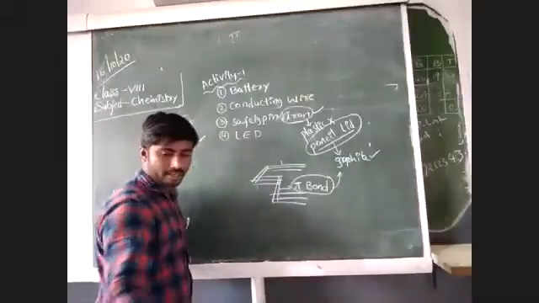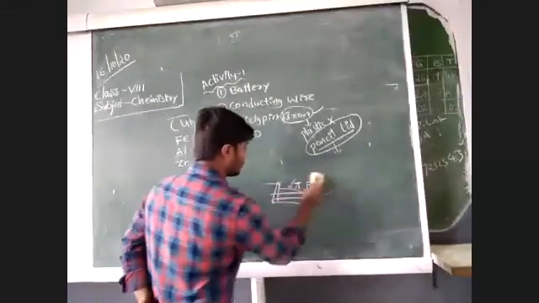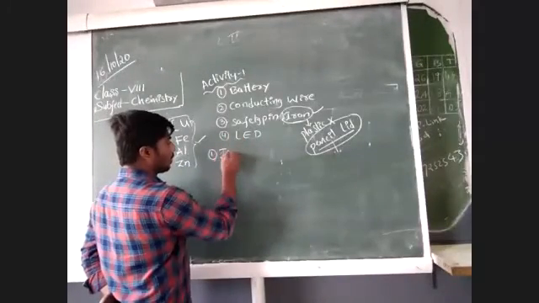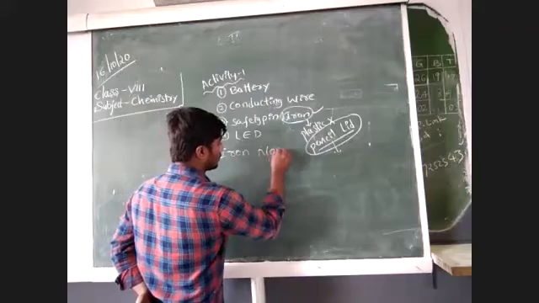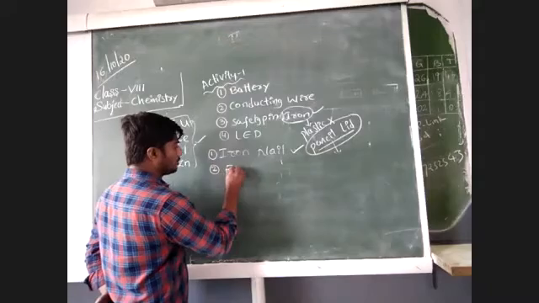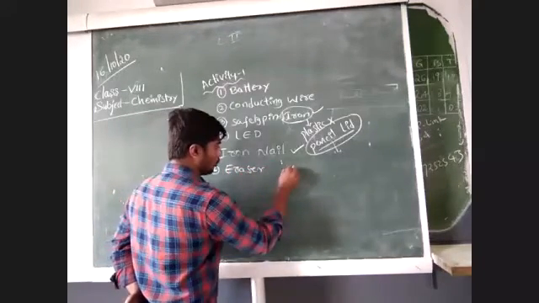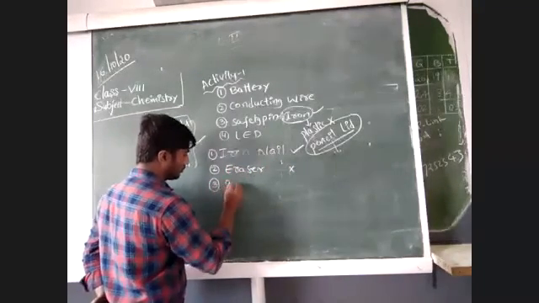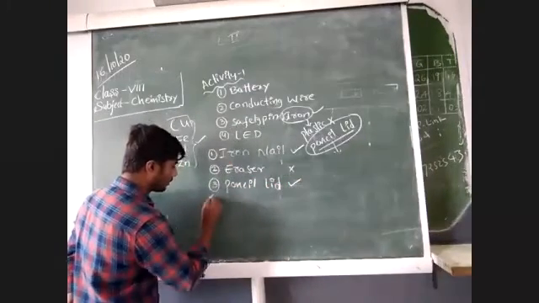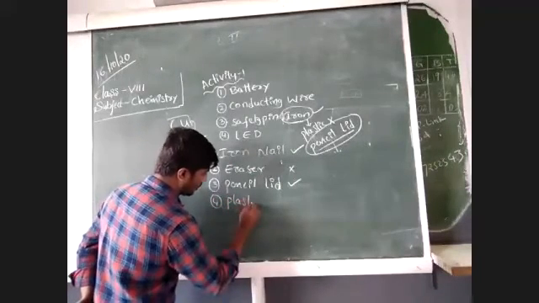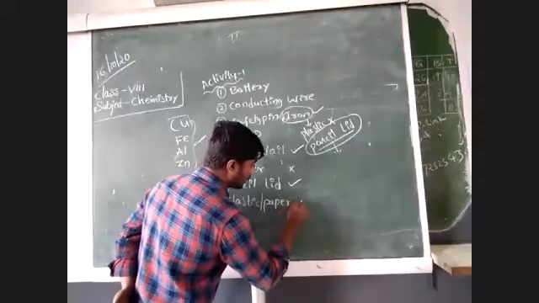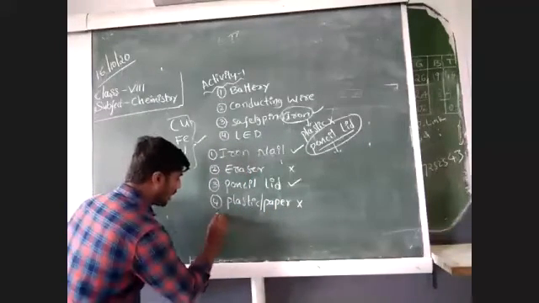So I am writing the materials one by one. First one, iron nail, the bulb glows. Yes. Eraser. No. Pencil. Yes. Plastic or maybe paper. What happens to the bulb? No. And the fifth one.